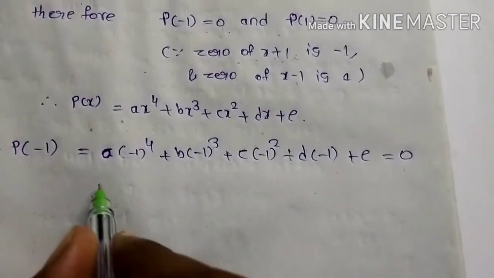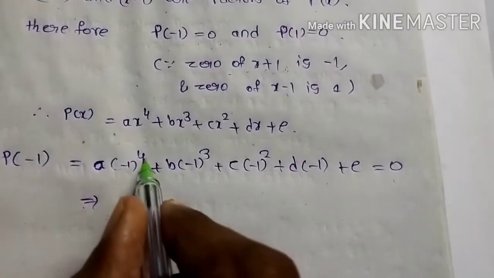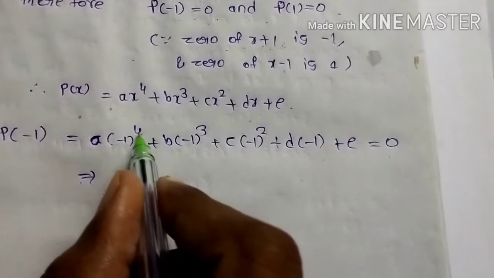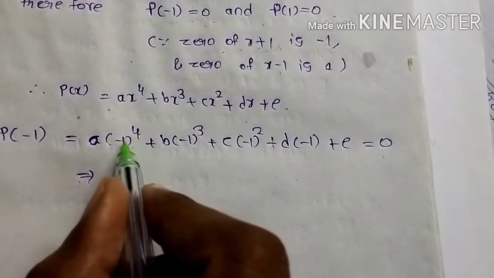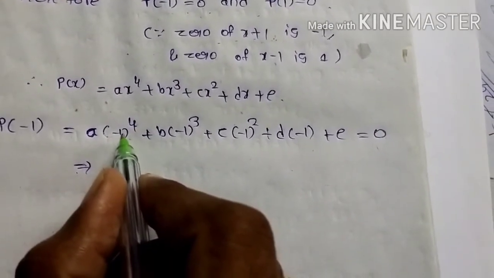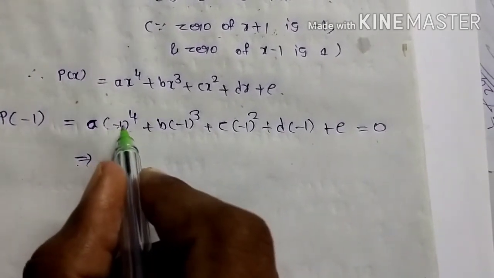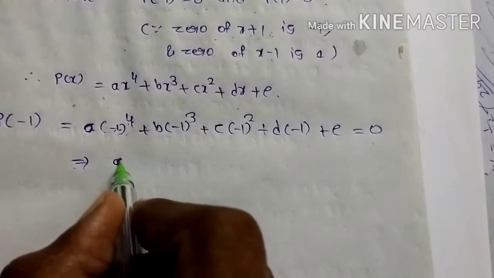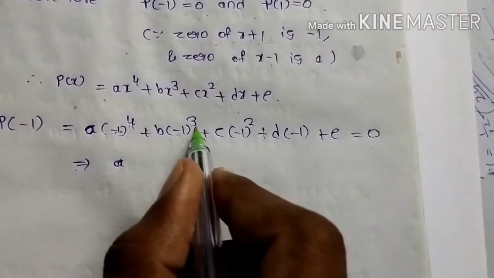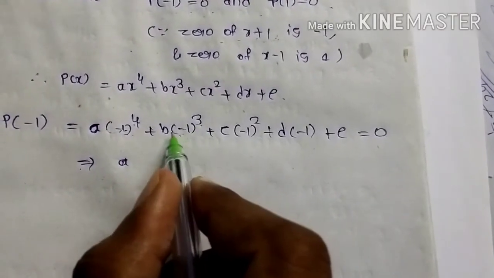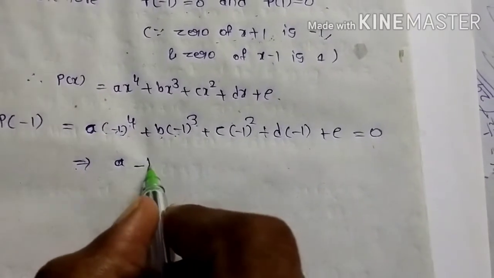Yes. Implies you can write here, see, minus 1 whole power 4. That means you can see here 4 is an even number or not, so you will get here positive symbol. That means you will get here positive integer. That means you are getting how much? 1 power 4 is 1 only. That means I will write here a. Here minus 1 whole cube. That means it is an odd number. So you will get here negative symbol. That means I will write here minus b.